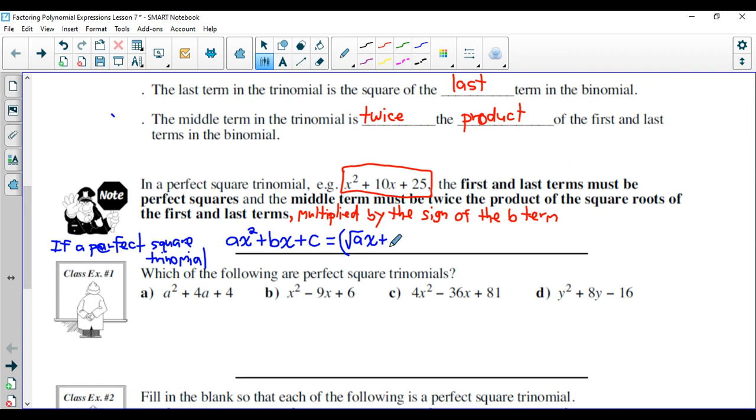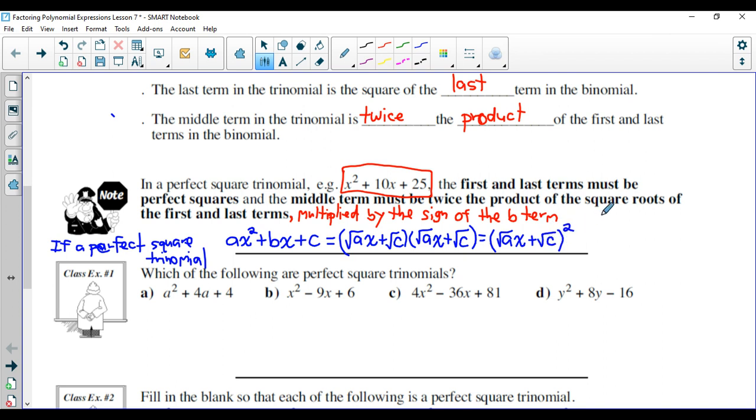So square root of c. And then we're going to multiply by the same thing. So this would be square root of ax plus square root of c. And we can actually write that as repeated multiplication. This would be square root of ax plus the square root of c, and we're going to square that.